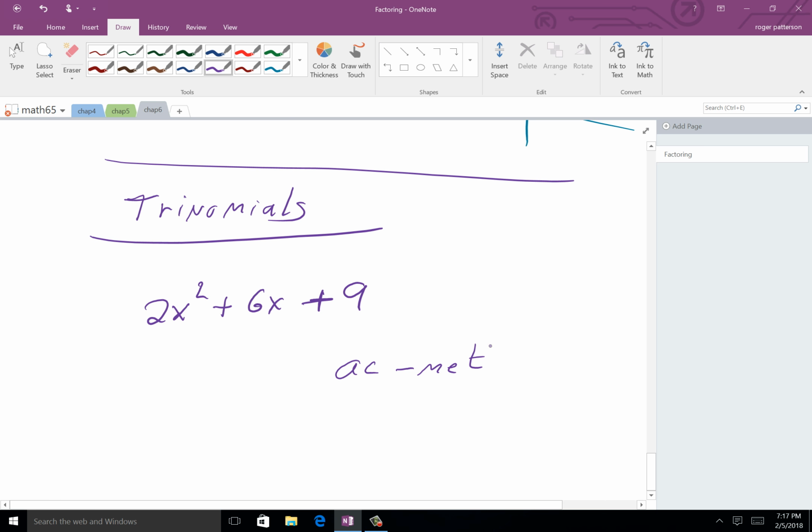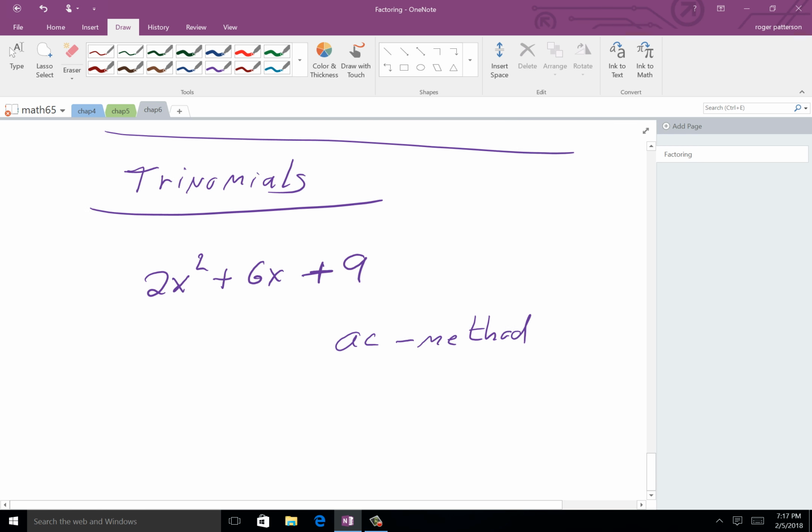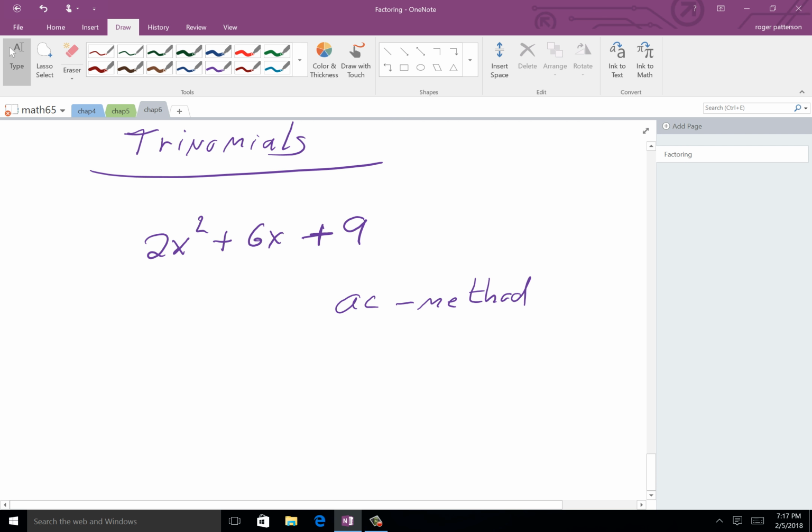This is in your book, and I think they call it the AC method. All right? So, how does that work? Well, you take this and you multiply the first term here and the last term there.